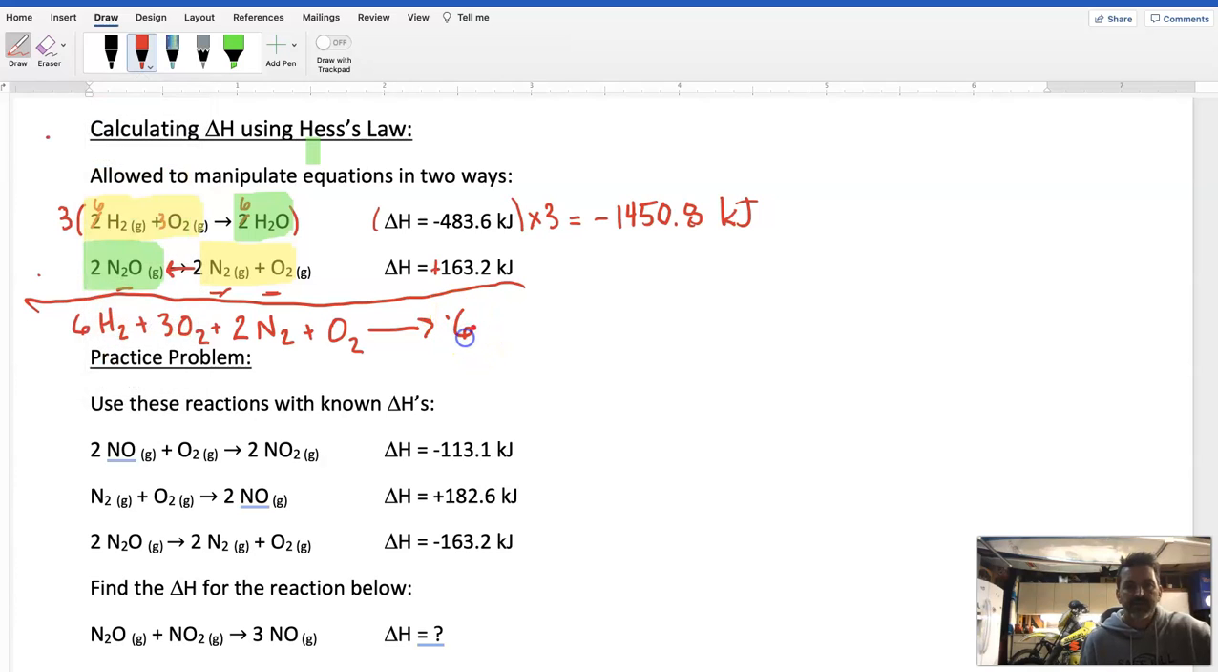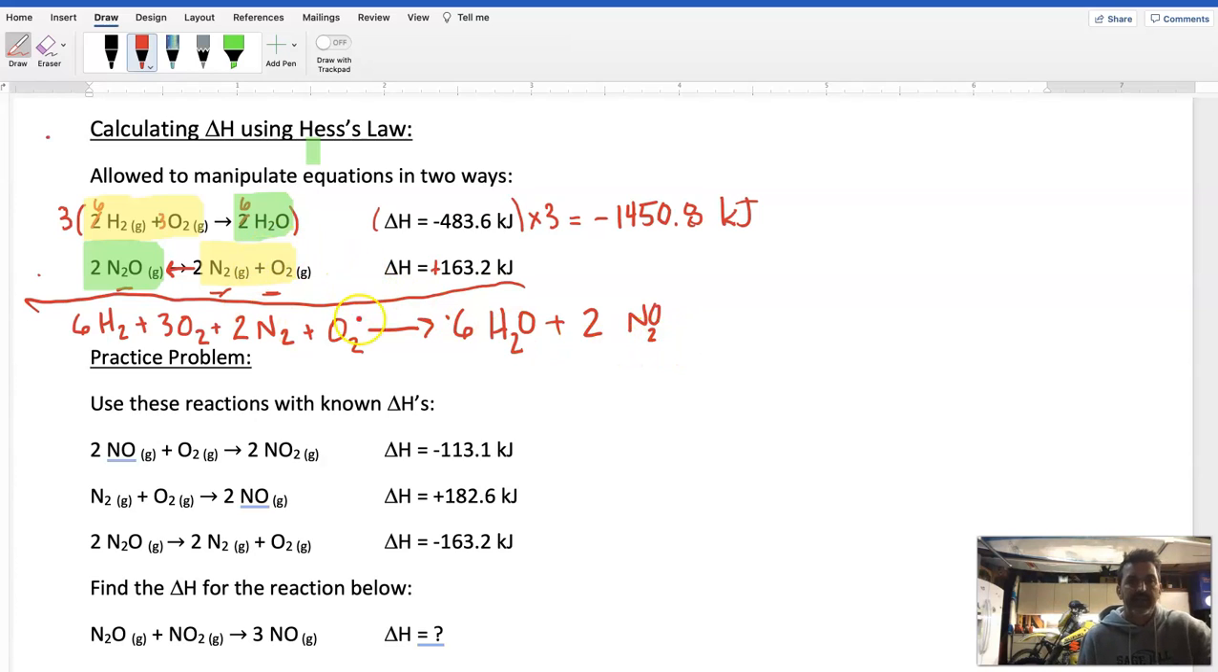So 6H2O plus 2N2O, and that's it. So those are my two products. So I have now combined these two equations together into one equation.